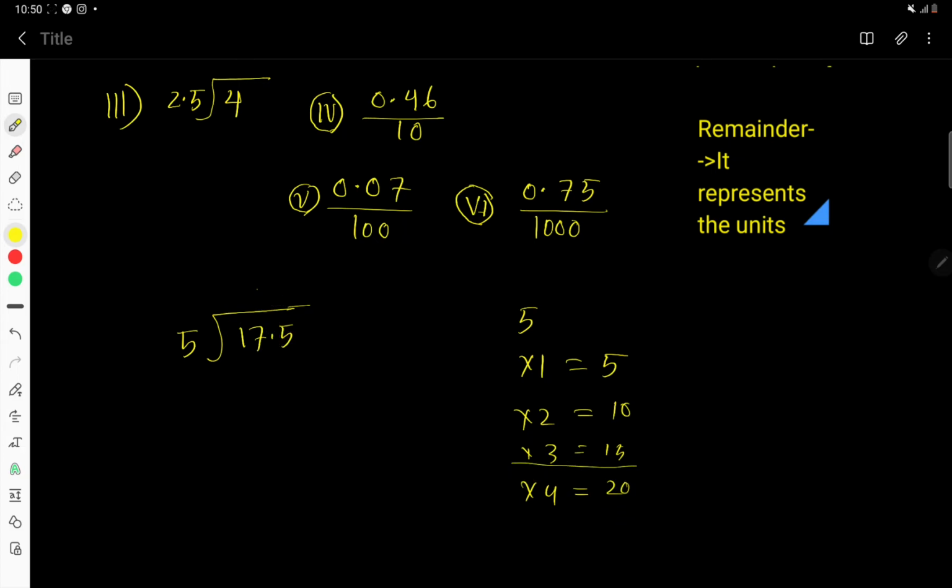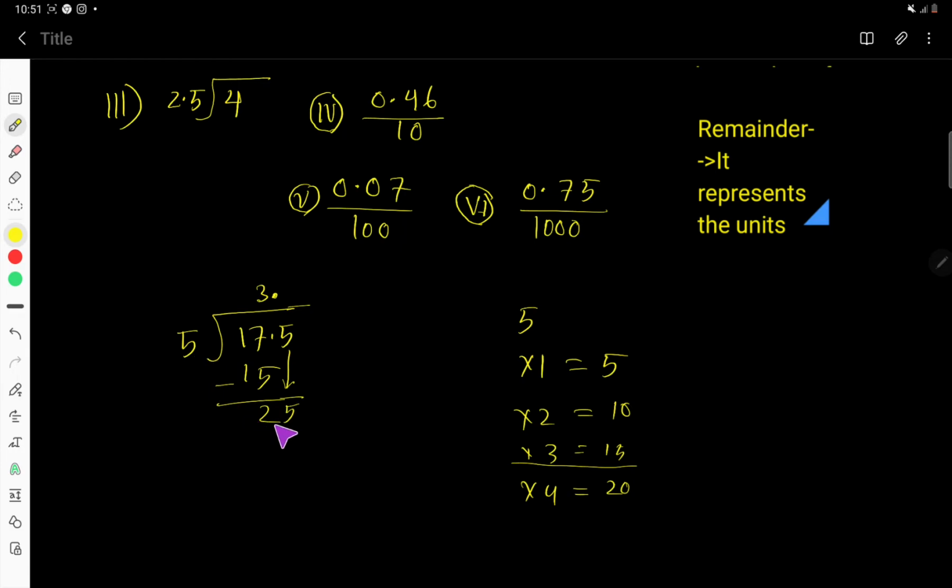5 goes into 17 how many times? 3 times. You have to write 3 above the 7. That is, you are considering 17, so you have to write the quotient over the last digit. So 3 times 5 gives us 15. If you subtract, then you are getting 7 minus 5, that is 2. So now we have a decimal, so you have to line up the decimal. The decimal point will come here, right? Then bring down the next digit, 5.